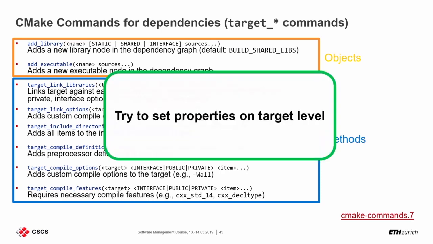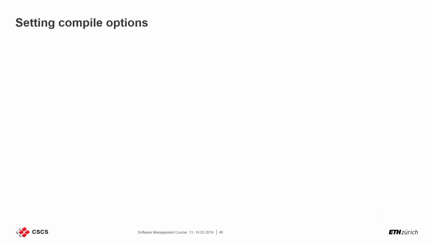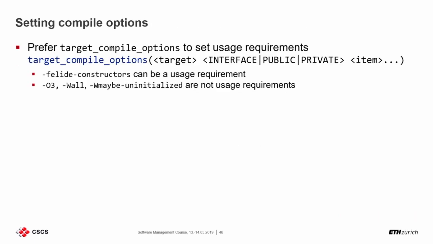And again, try to set the properties on target level, not on directory level, and usually also not on source file level. Again, prefer target compile options to set usage requirements. So when you want to compile something with -Wall, it's probably not a usage requirement, because you don't need to compile with -Wall to compile something. So this is probably not a usage requirement.